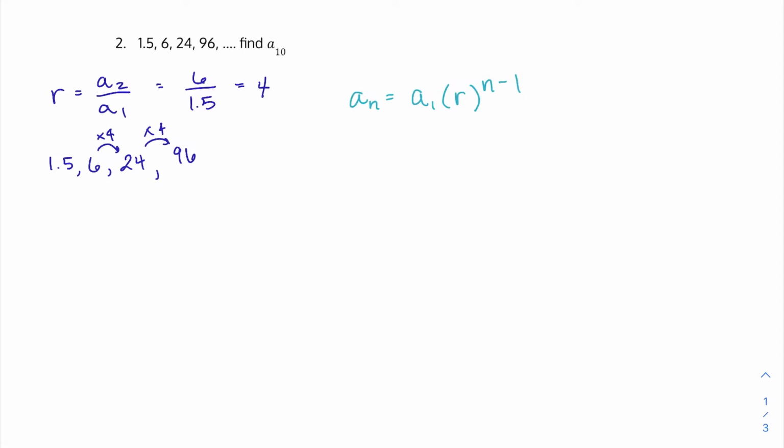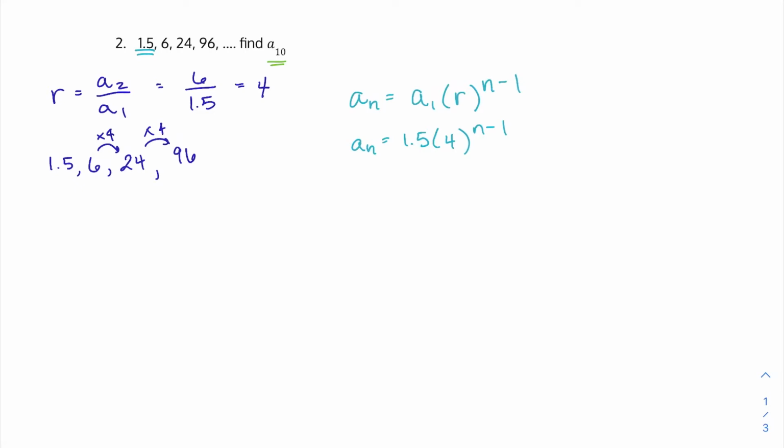Looking at this, I can find my general formula, my explicit formula, by just plugging in A1 and R, right? This formula would allow me to find any term of this sequence. Then I'm specifically looking for A10, and remember with geometric, I'm going to have to ask for pretty small values. You technically could multiply by 4 10 times, and that wouldn't be too difficult. But it's the idea of working with this formula.